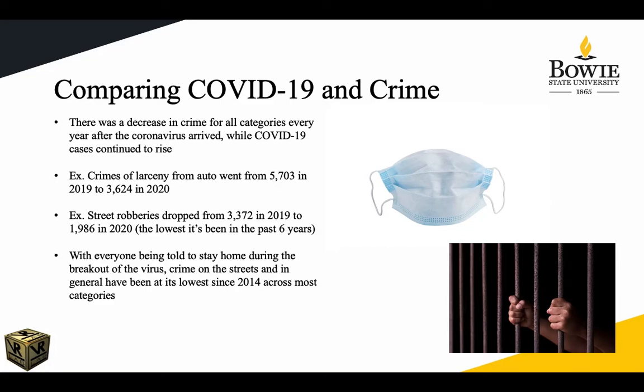And now these are just my evaluations based on the findings that I made on COVID-19 and crime. There was a decrease in crime for all categories every year after the coronavirus arrived, while the COVID-19 cases continued to rise. Like as seen in the last slide, crimes of larceny from auto went from 5,703 in 2019 to 3,624 in 2020. Even street robberies took a dip. It went from 3,372 in 2019 to just a little under 2,000 in 2020, which is the lowest it's been in the past 6 years.